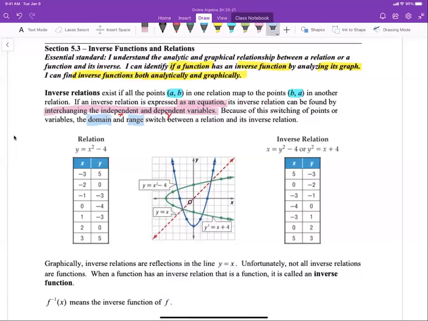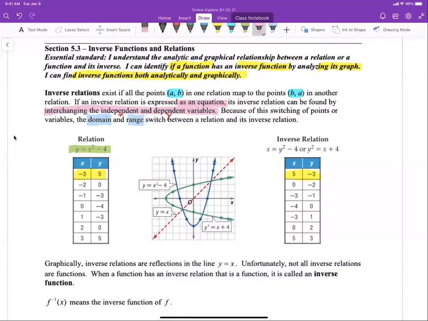So we have this relation on the left that says y equals x squared minus 4. I have some data points in this table. Let's take the first data point. I see -3 is my input. My output is a +5. And if I go look at my inverse relation, I have the input 5 gives me an output of -3. And so they are switched between the two.